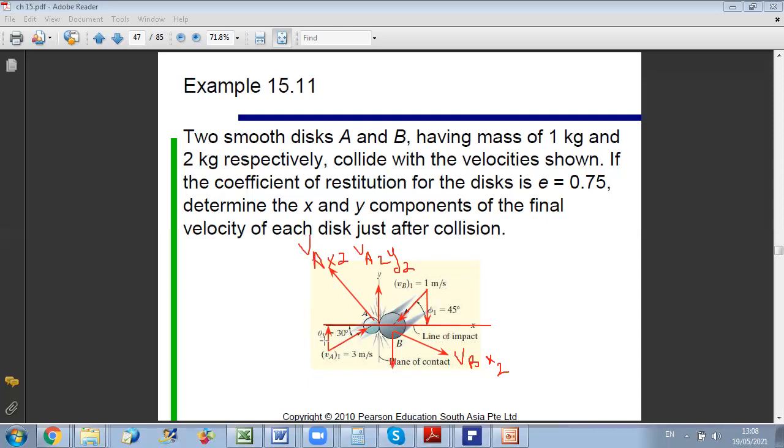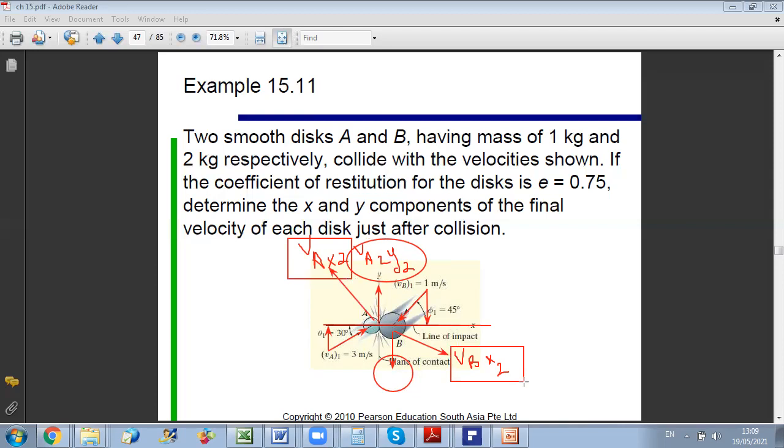Okay. For the y components, I can directly calculate them because I have conservation of momentum along y. So VA2y and VB2y I can directly get. That leaves me with two unknowns, VAX2 and VBX2.